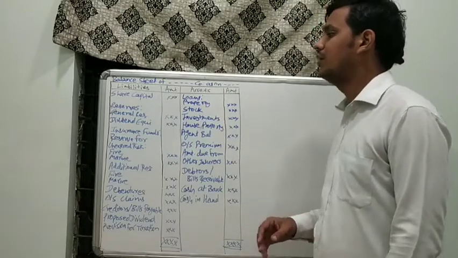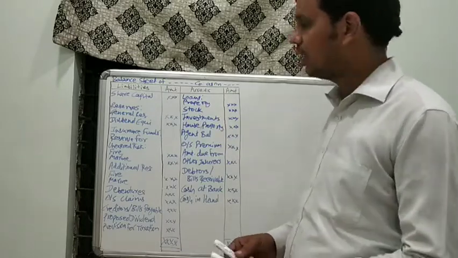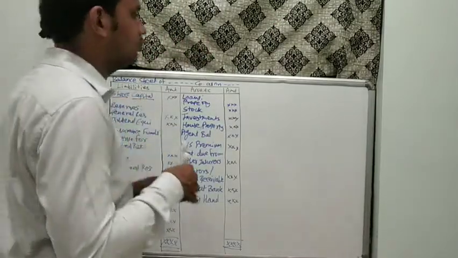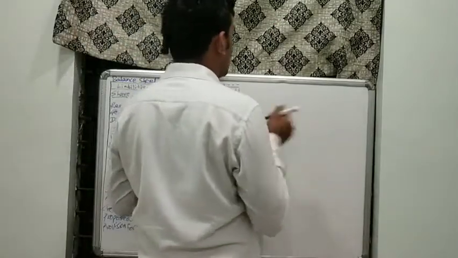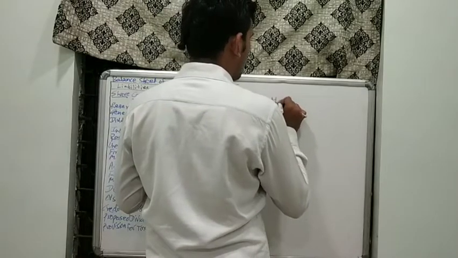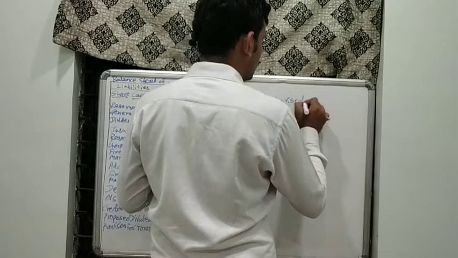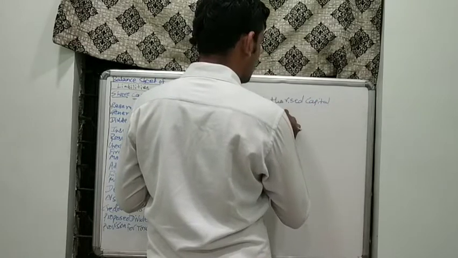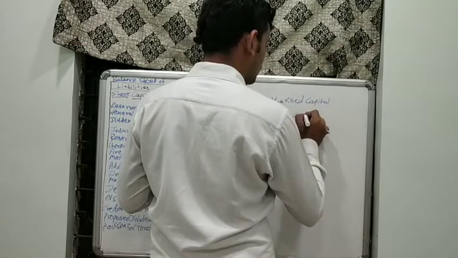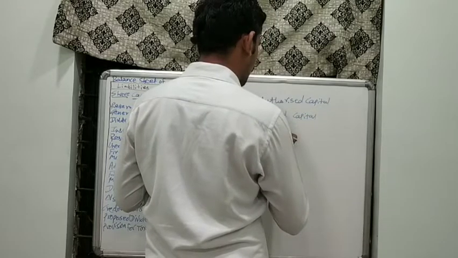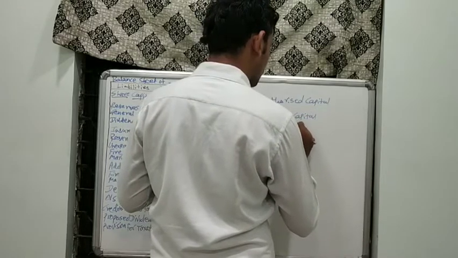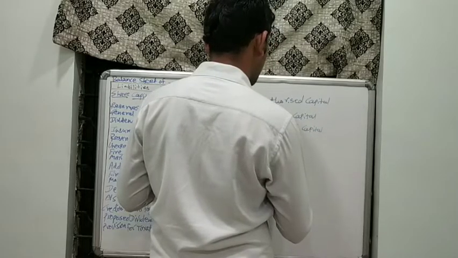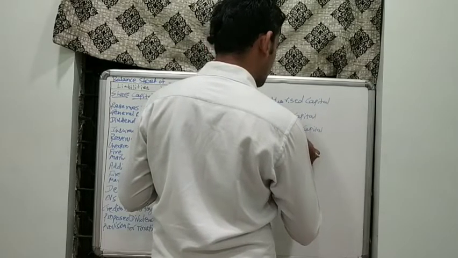Starting with the liabilities segment, the first heading would be share capital. In the share capital part, various types of share capital are given. First would be authorized capital, then issued capital, then subscribed capital, then paid up capital.